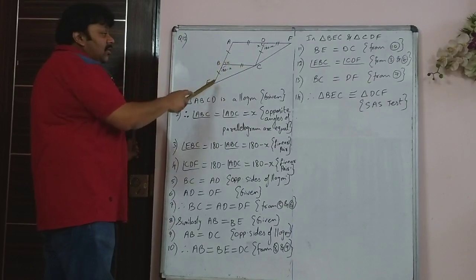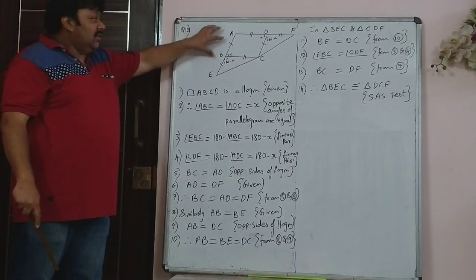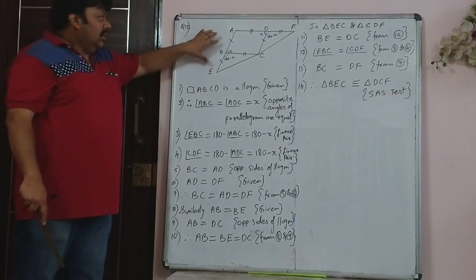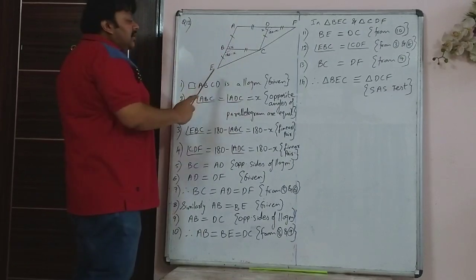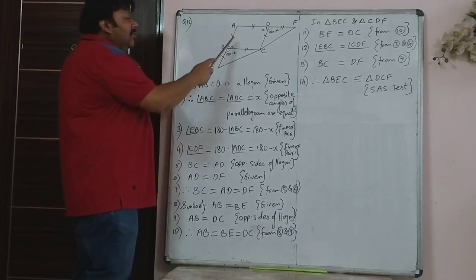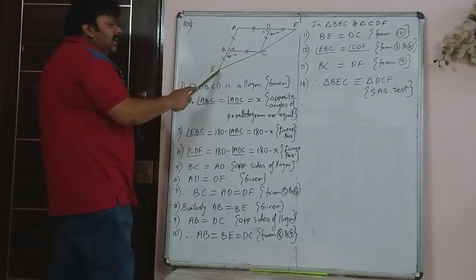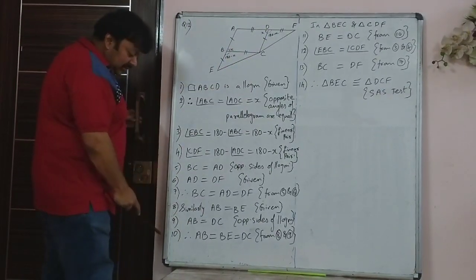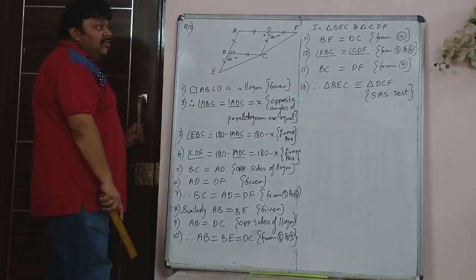So AB is equal to BE, both of them are equal, and since this and this are equal, and already AB is equal to DC, so all these three sides, that is BE, AB and DC are equal to each other. So you will get BE equal to DC, which we have proved here. Same way, all three steps have to be written.